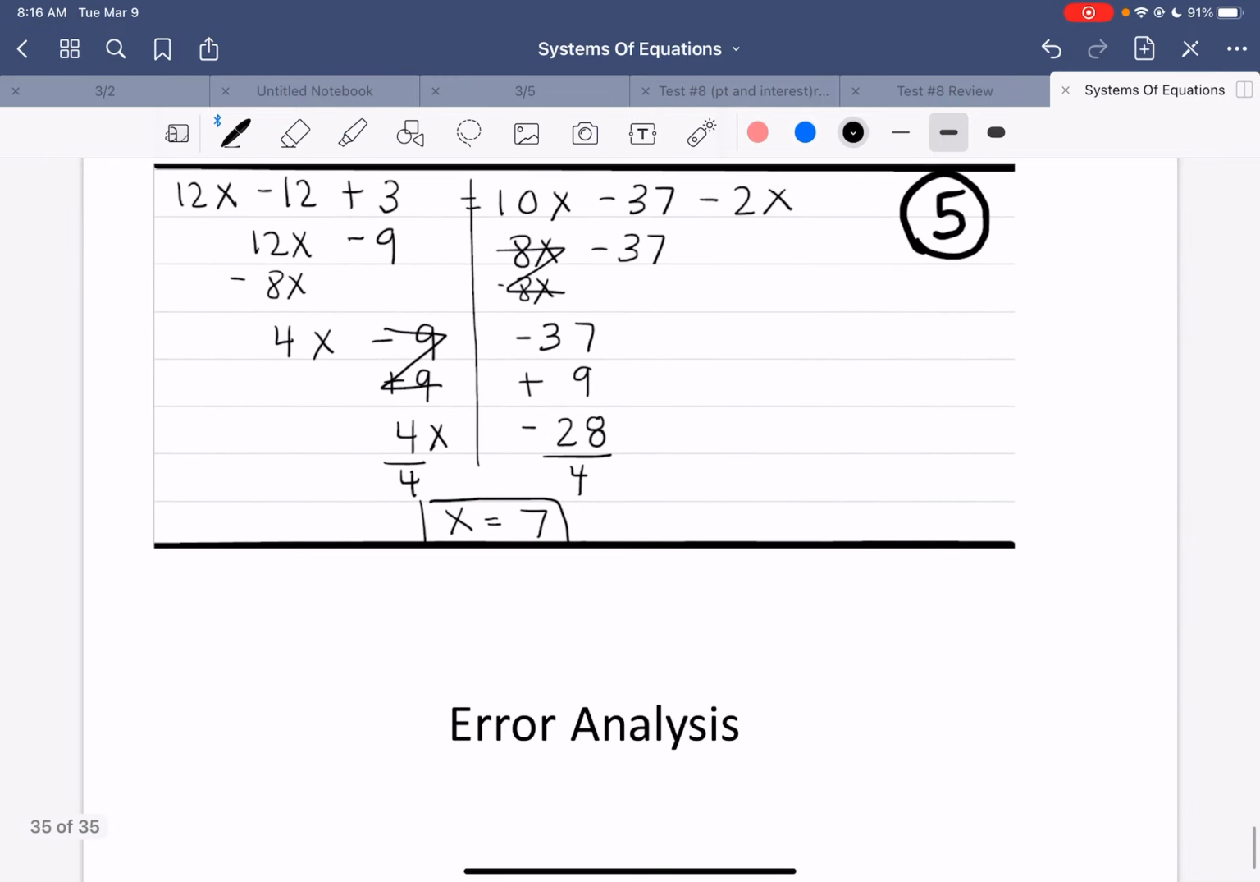Okay, all right, well, hopefully you were able to get those done and feel more prepared, because things like this will be on the test.